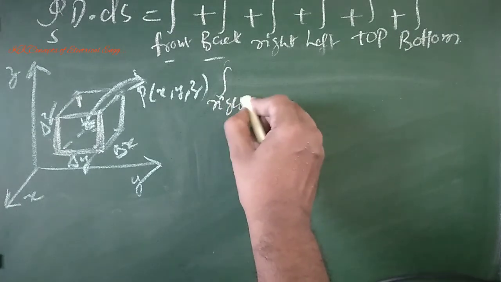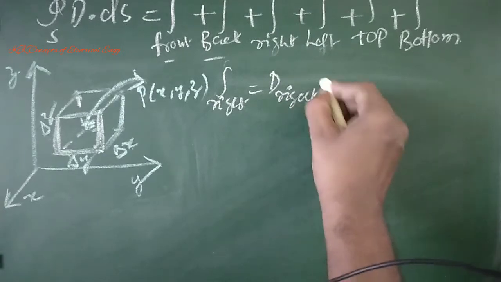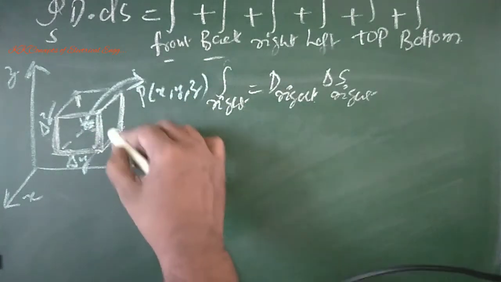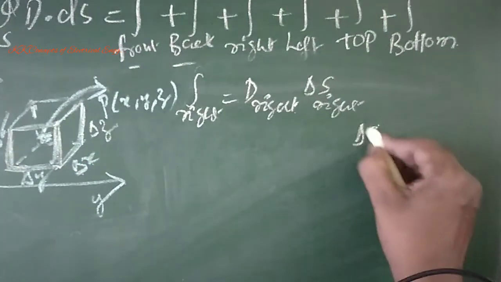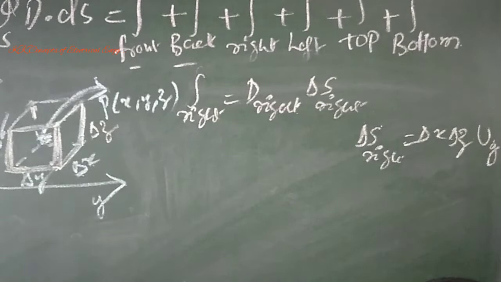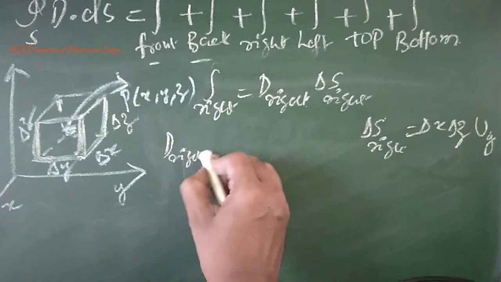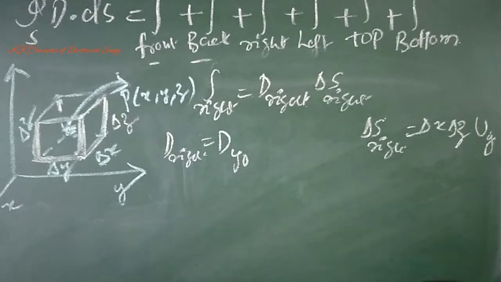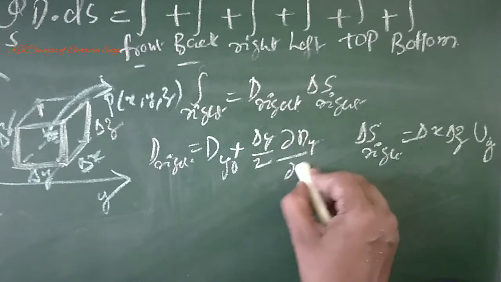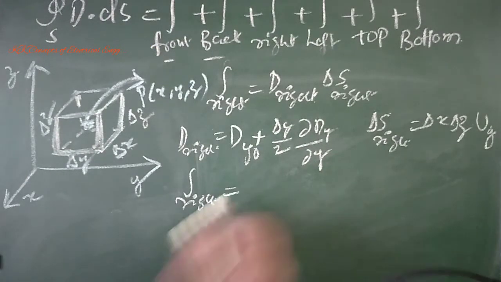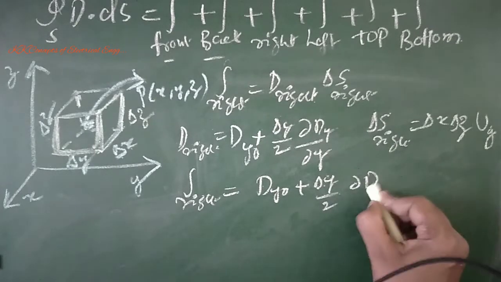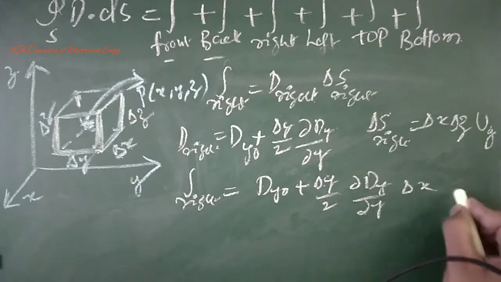Integral right equals D right dot delta S right. Now for the right side surface, the sides are delta x and delta z, so delta S right is delta x delta z uy. Then what about D right? D right equals the y component plus delta y by 2 dou Dy by dou y. Integral right is given by Dy naught plus delta y by 2 dou Dy by dou y, multiplied by delta x delta z.